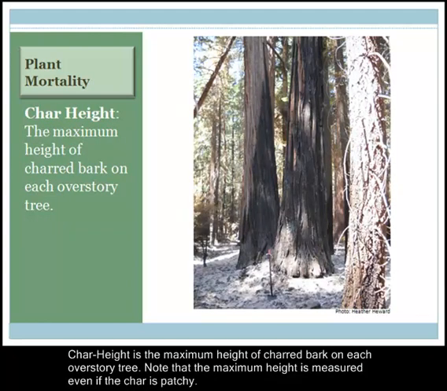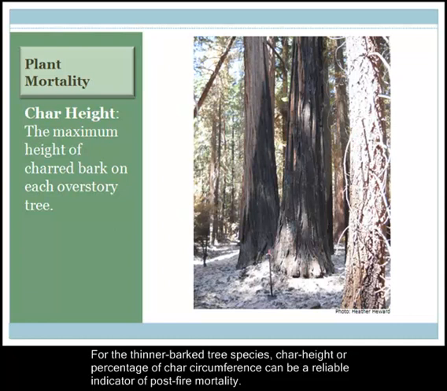Char height is the maximum height of charred bark on each overstory tree. Note that the maximum height is measured even if the char is patchy. For thinner bark tree species, char height, or percentage of char circumference, can be a reliable indicator of post-fire mortality.